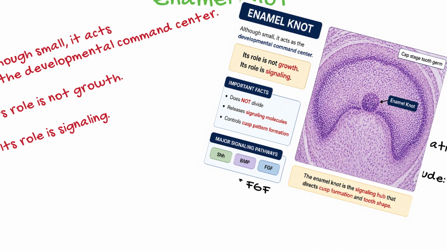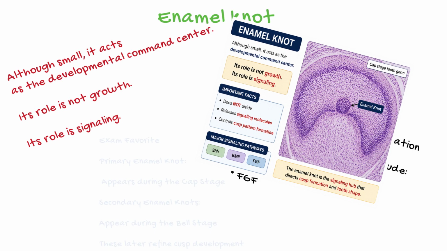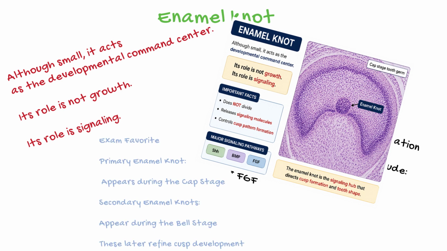Exam favorite. Primary enamel knot. Appears during the cap stage. Secondary enamel knots. Appear during the bell stage. These later refine cusp development.